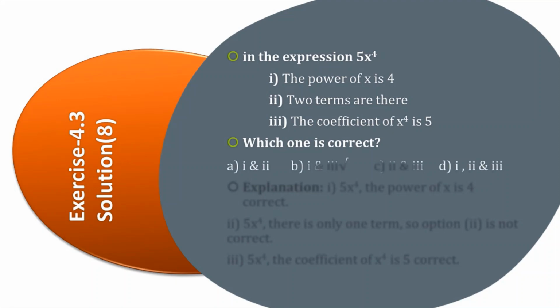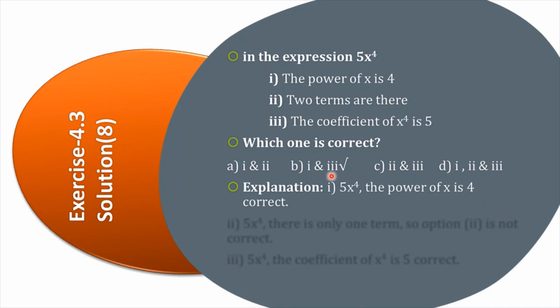So these are the options, my dear, and as you can see, the tick mark is on option B, 1 and 3, which is the correct answer. Let us see the explanation. Why 1 and 3? Why not 2? The explanation is, first one, 5x to the power 4. The power of x is 4. As you can see, x to the power 4, that is correct.